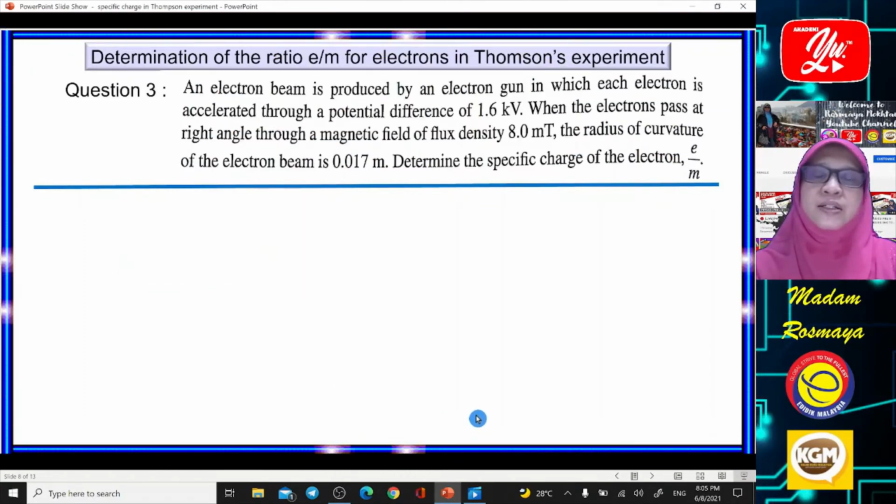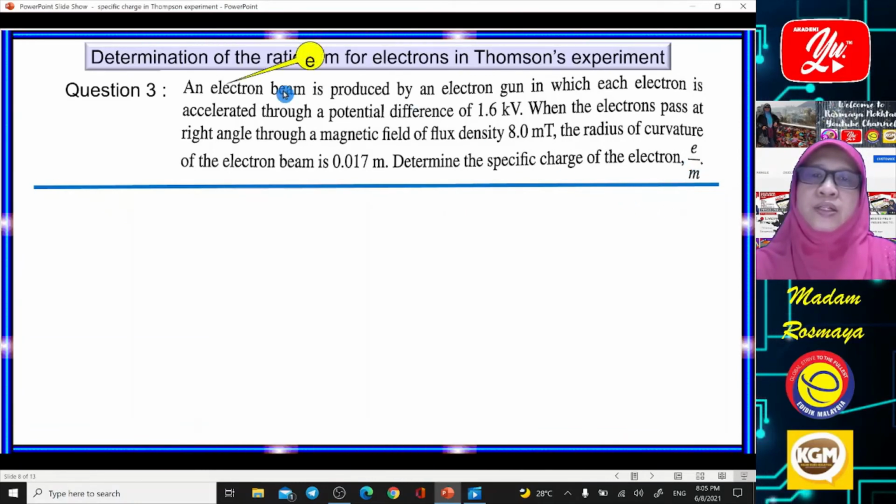Now let's try the third example. The question given: an electron beam is produced by an electron gun in which each electron is accelerated through a potential difference of 1.6 kilovolt. When the electrons pass at right angle through a magnetic field of flux density 8.0 millitesla, the radius of the curvature of the electron beam is 0.017 meter. So determine the specific charge of the electron, e per m.